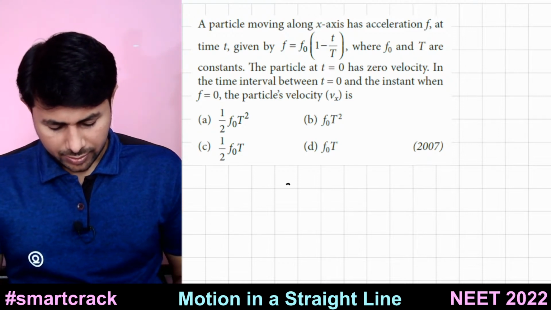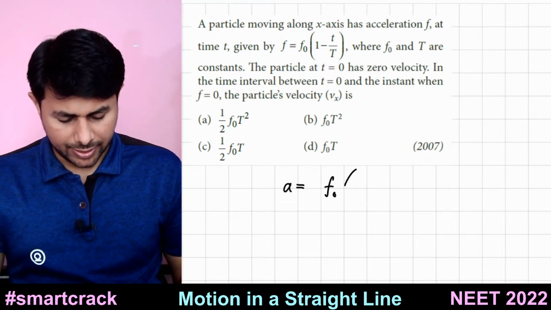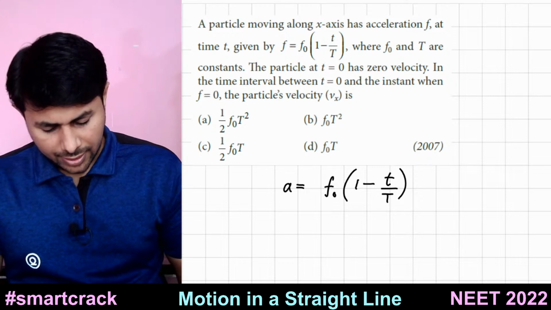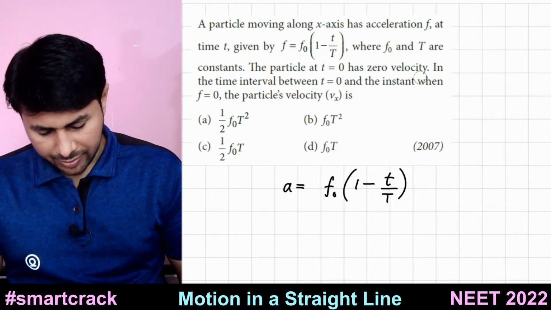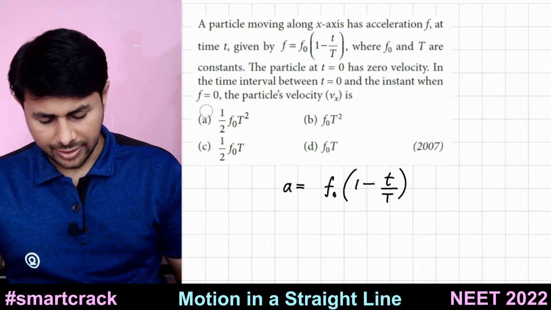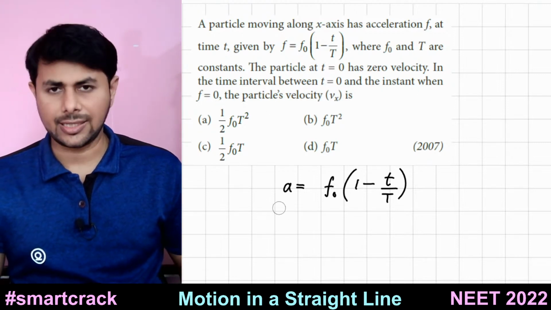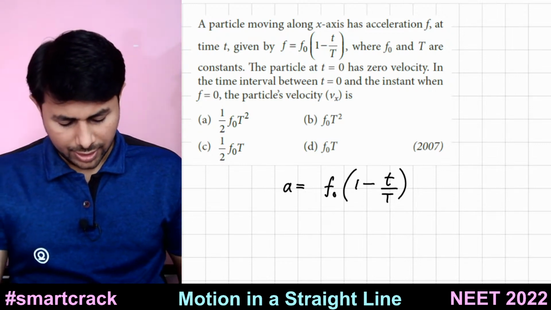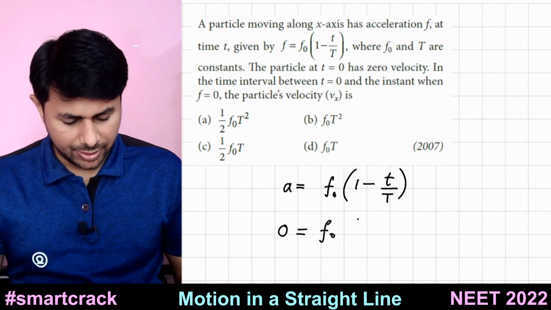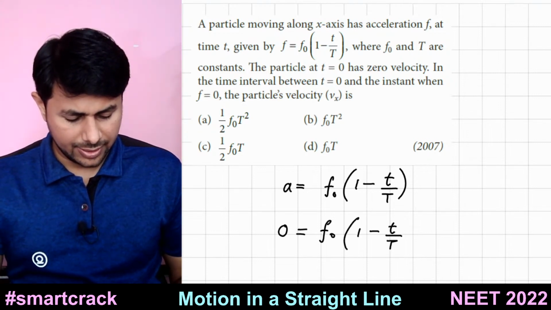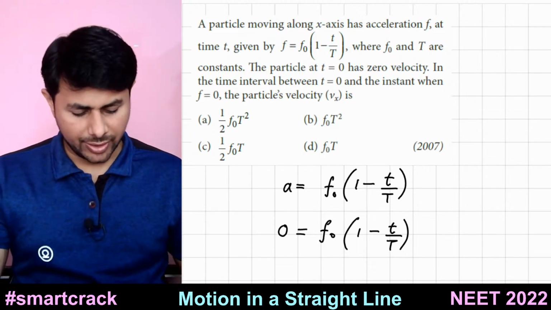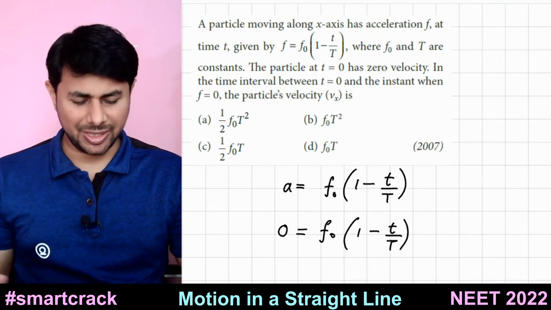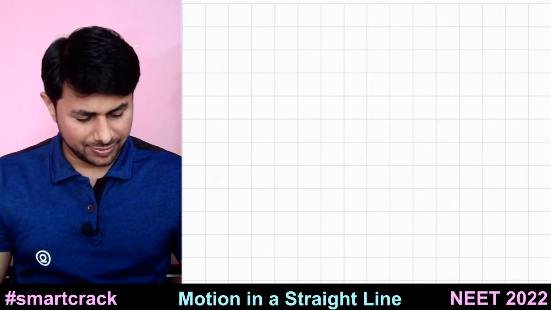So we are given acceleration equals to f naught times 1 minus t by T, and the question is in the time interval between t equals to 0 and the instant when f is equal to 0. Okay, f means this acceleration equals to 0. So let's find out when this acceleration becomes 0. So f naught times 1 minus t by T is 0. So f naught we can take on the other side. It will go in the denominator, but 0 divided by anything is also 0.